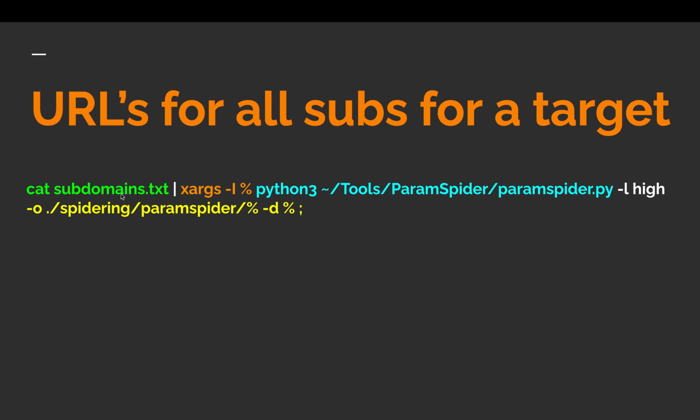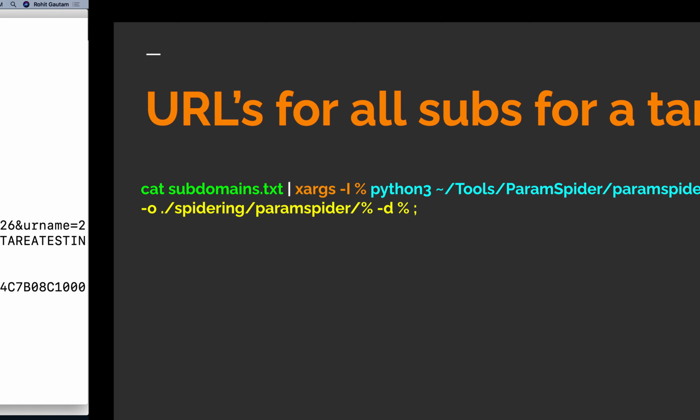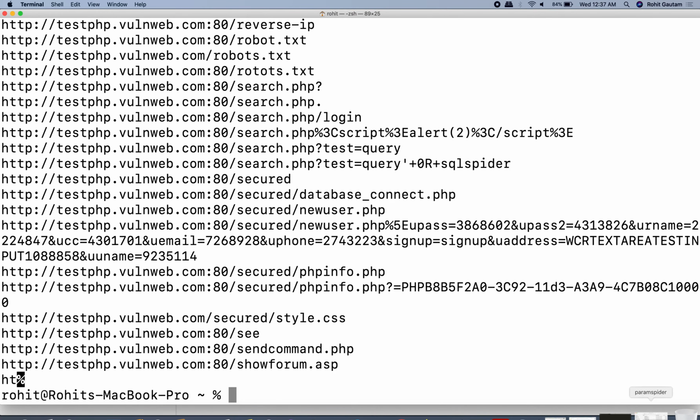Then I use xargs, and then I'm going to use this particular tool, the path of that particular tool, with level high to find nested parameters, and I'm going to save the output into a directory called spidering ParamSpider, and I want to make a new file for each target subdomain. So let me show you how it looks when we do this.